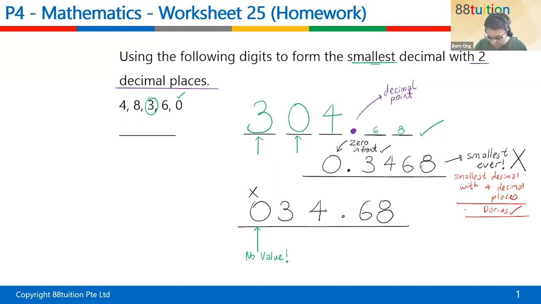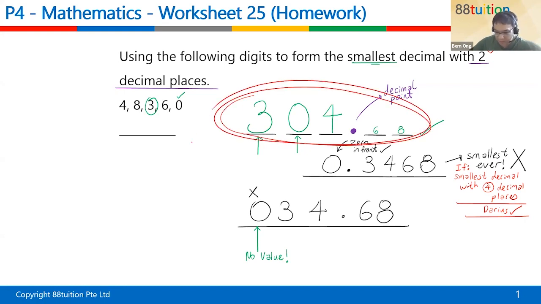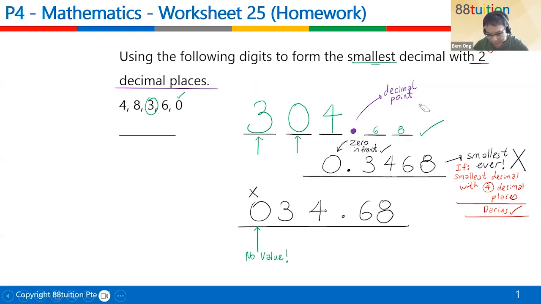But the question is not looking for 4 decimal places. So be careful. It is looking for only 2 decimal places. So children, my advice to you is always to draw out this portion here. Draw the decimal dot and draw the blanks so that you can fill in the blanks.